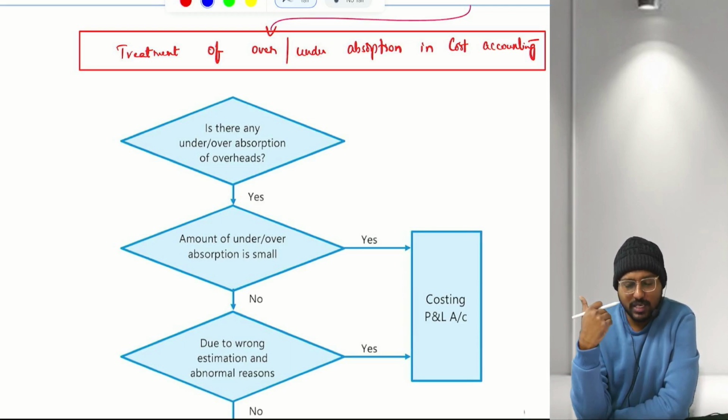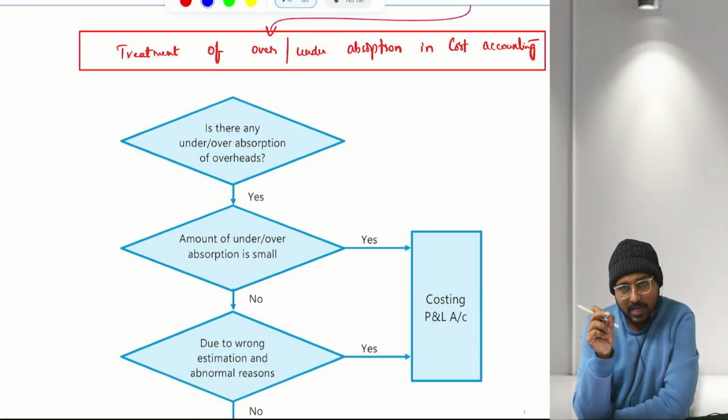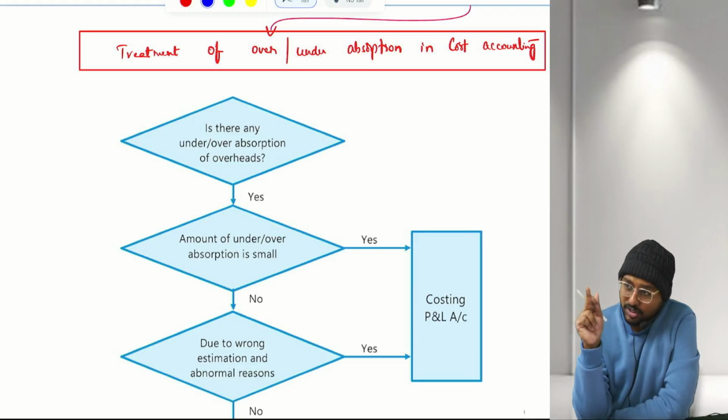First of all, we need to be clear with the method. Suppose it's a units method. What will we do? We'll take actual units and multiply that with the absorption rate. Now, how to calculate the absorption rate? Budgeted overheads divided by budgeted output.